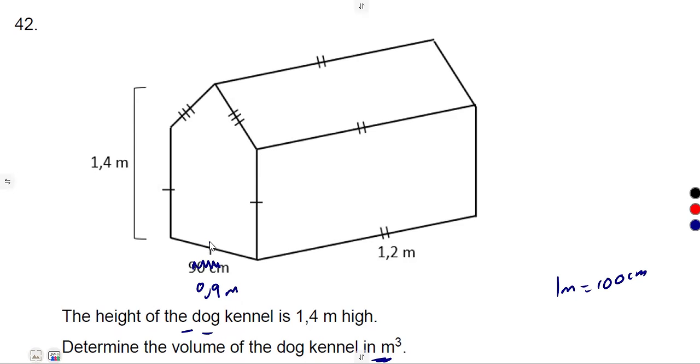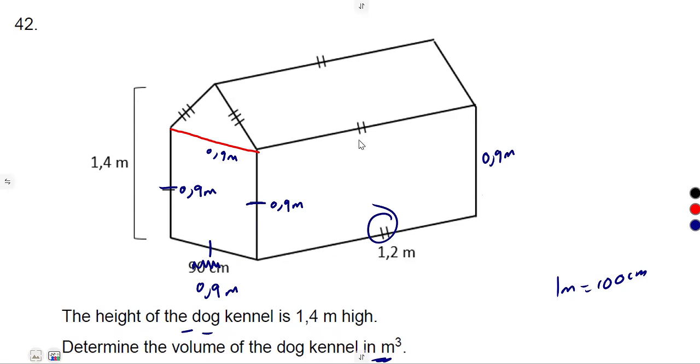Here they're telling us that these sides are equal, so it's also 0,9 meters here, and also 0,9 meters here. From this point to this point, it is the same as what we see on the base, 0,9 meters. So it forms a square that we see here. If we check this height, it is the same as this height, so it is also 0,9 meters.